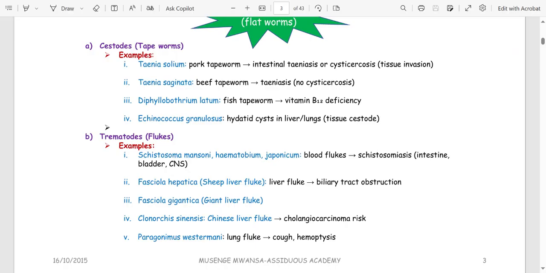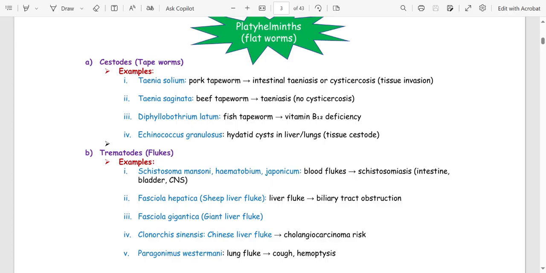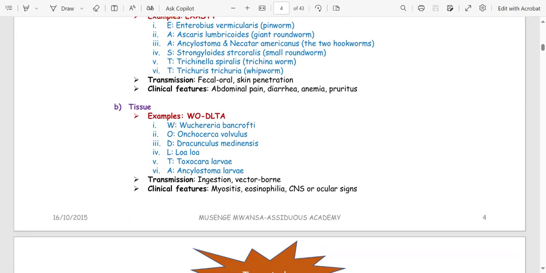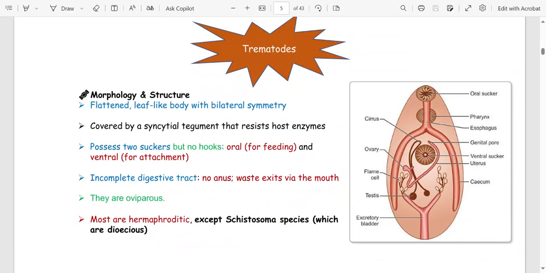So today we are talking about the liver flukes. This is basically the Fasciola, guys: Fasciola hepatica and Fasciola gigantica. You can see Fasciola hepatica, also known as the sheep liver fluke. This one will cause obstruction of the biliary tract. Okay, so that is a general understanding.